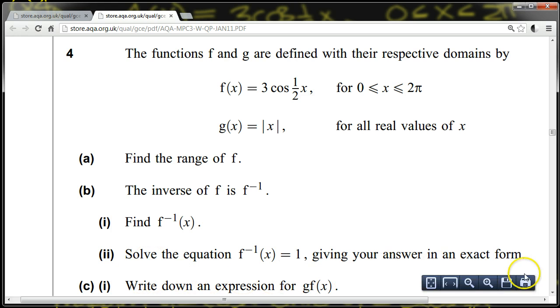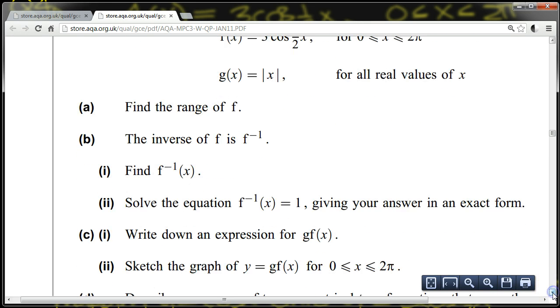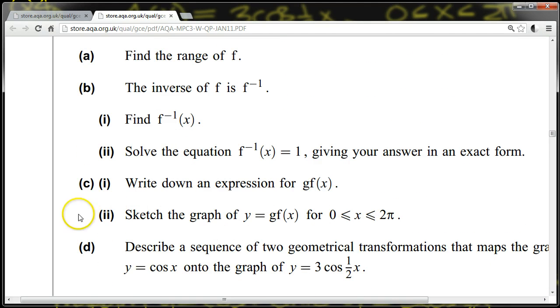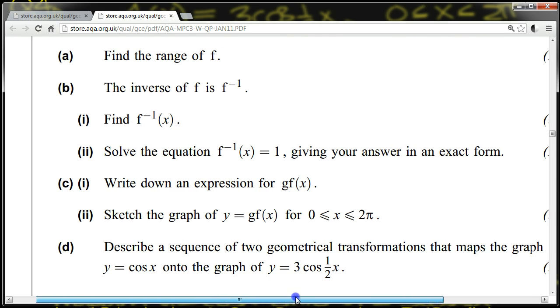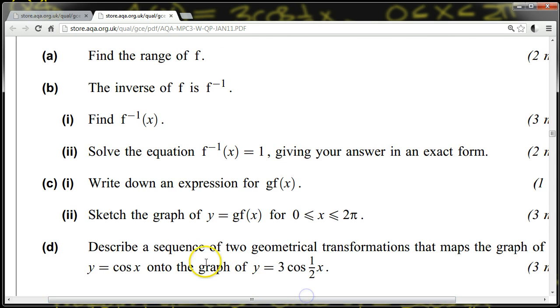Write down an expression for g of f of x, and then sketch the graph of y equals g of f of x for x between 0 and 2 pi. Describe a sequence of two geometrical transformations that maps the graph of y equals cos x onto the graph of y equals 3 cos a half x.